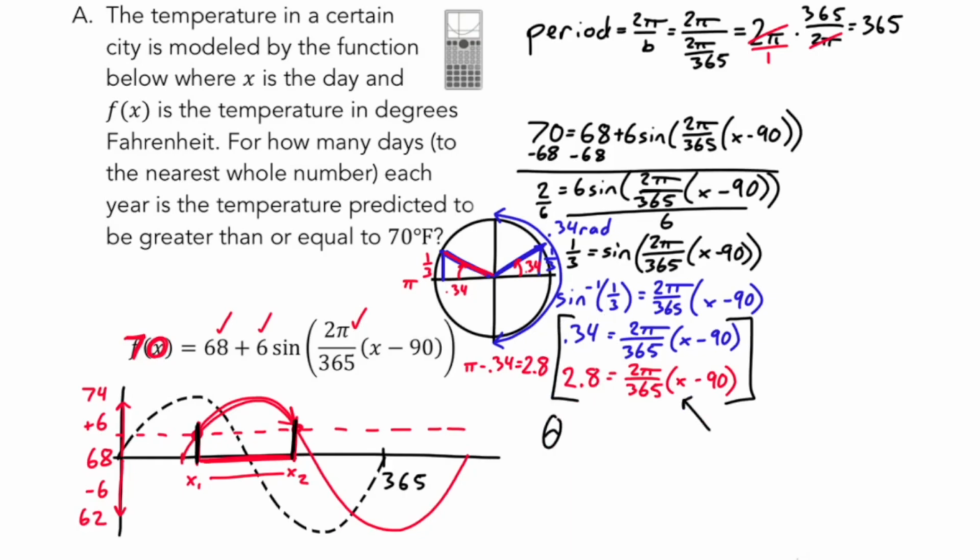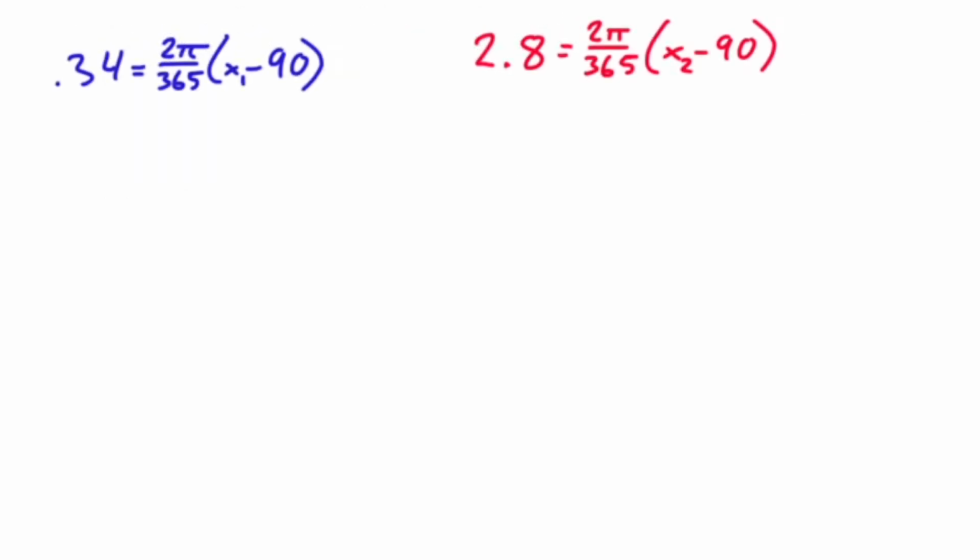When I solve for x, and by the way, this top equation is going to tell me x1, because that's the first angle, that's going to be the lower x value, and this is going to tell me x2, because that's the second angle, that's going to be the higher day value. Those will tell me the two x values, and then I can just subtract them, and there's my answer. So I rewrote the equations here just to give us a little bit more room to work, and now we just have to solve for x twice.